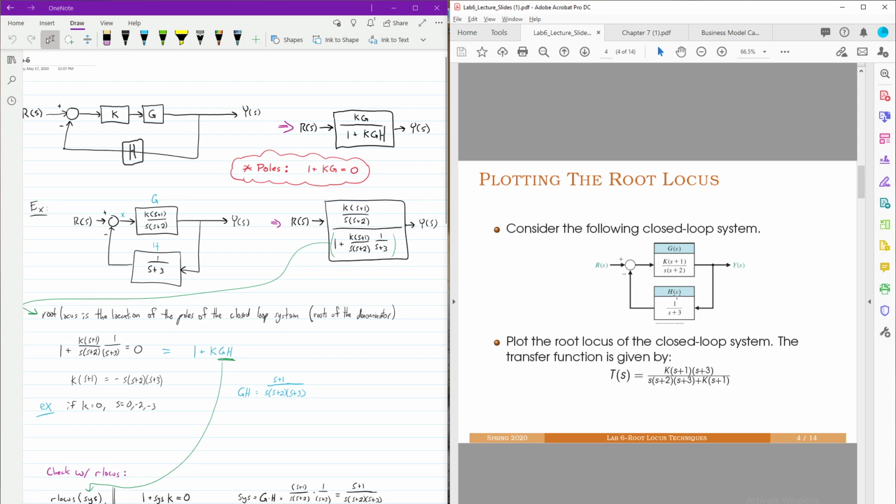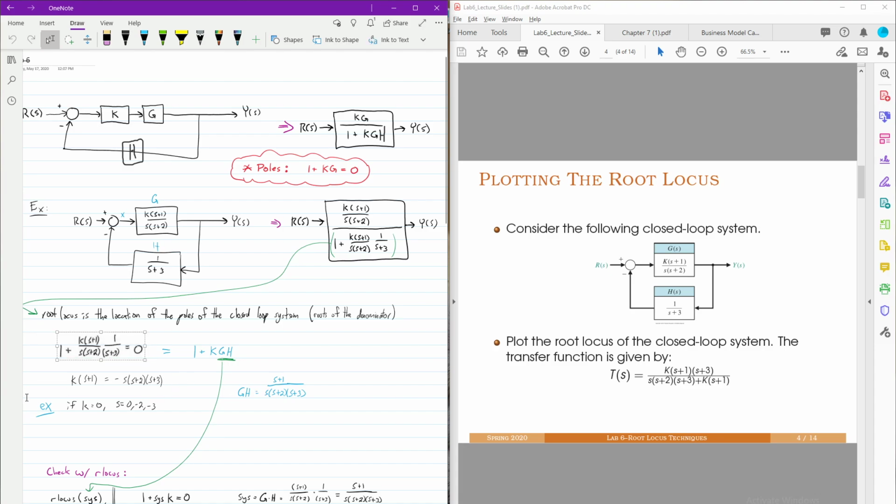Let's do an example. So here we have this type of thing going on. We have k times g. We've kind of lumped it together into g. And then we have this h in the feedback path. So what we're going to do is we're going to simplify it down using this formula here, right? So then we have this guy. And we're going to look at the denominator and find the roots of the denominator, or, right, the poles of the system. Same thing. But we're going to look at the denominator. So here's the denominator. Again, the root locus is the location of the poles of the closed loop system with respect to k.